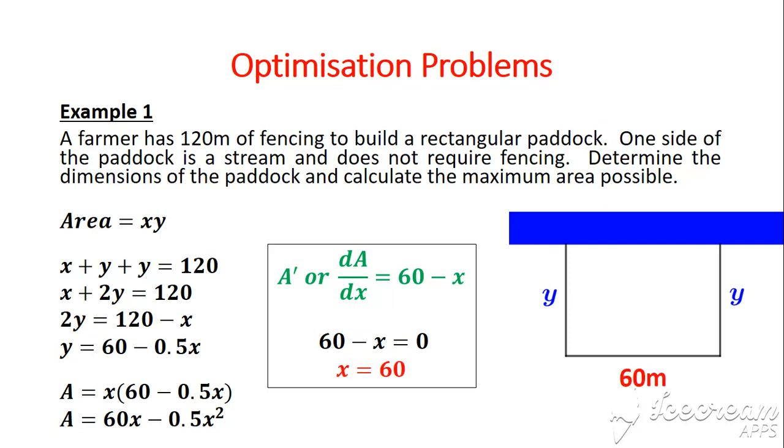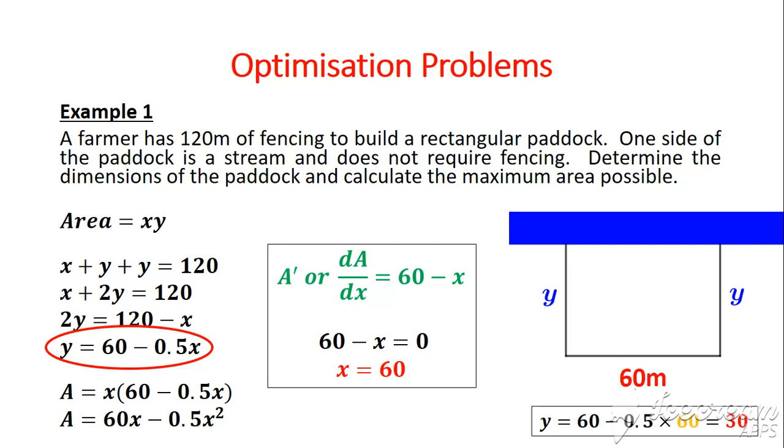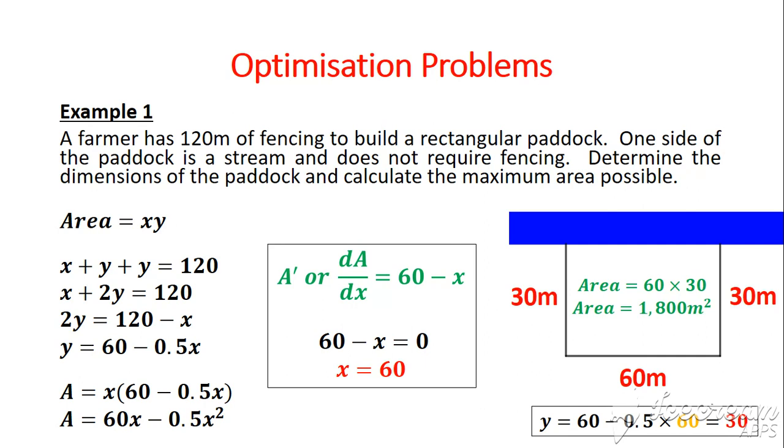So we've just figured out the base of this paddock has to be 60. So going back to here, we see y is 60 minus 0.5x. Let's substitute x is 60 into this rule to work out y has to be 30, and we get our y values of 30. Checking they all add up to 120, which they do, we can now work out the area of the rectangle, which is 1,800 metres squared. That is a maximum possible area.